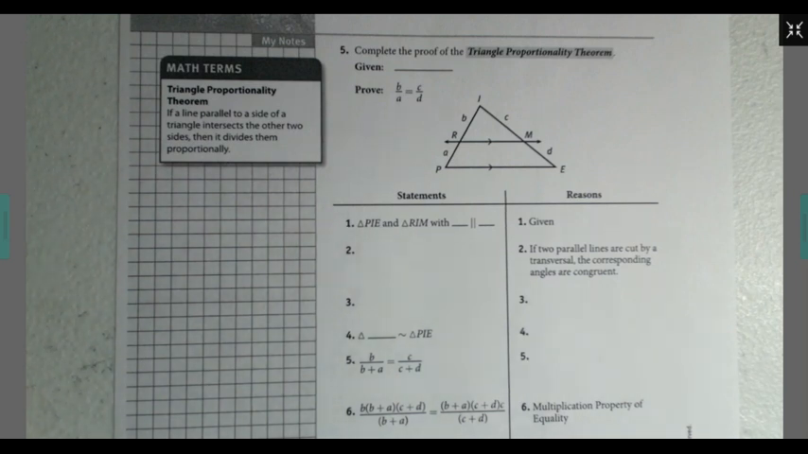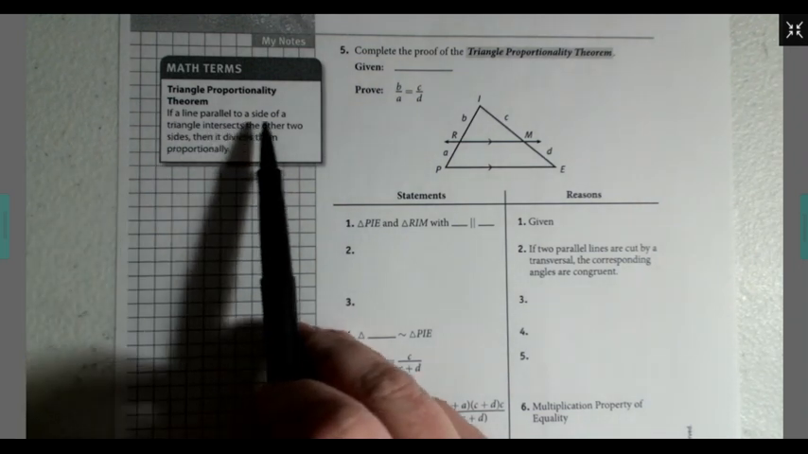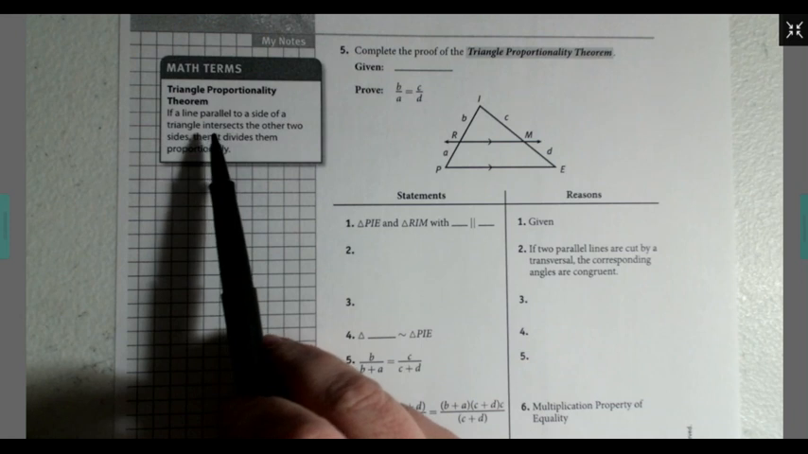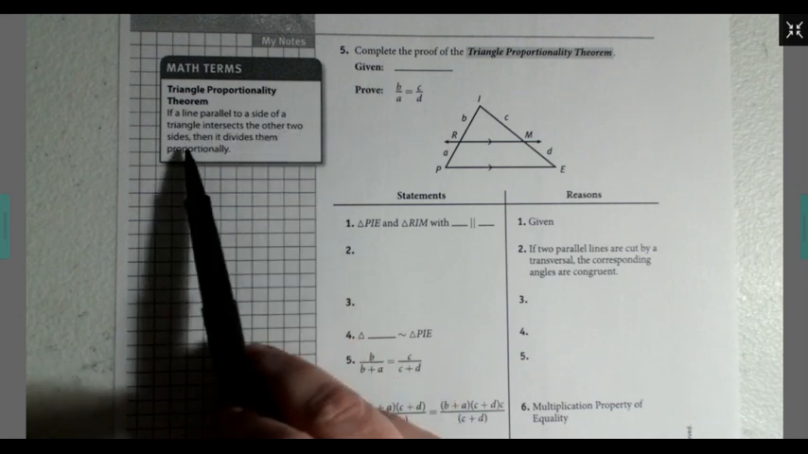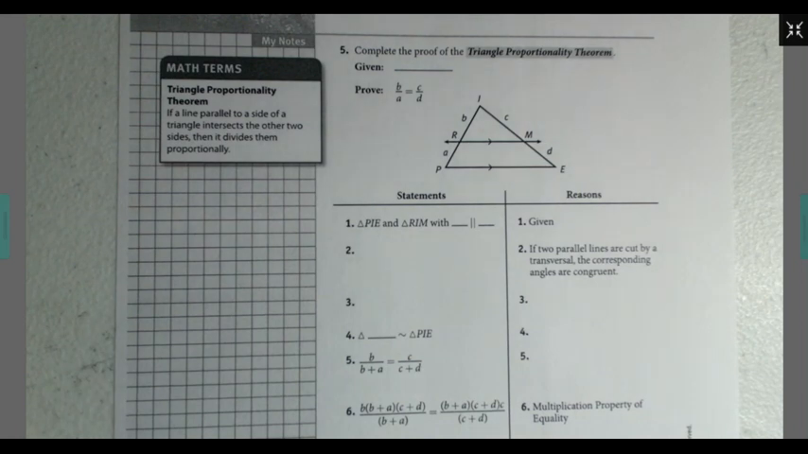All right, here in section 2, it says, complete the proof of the triangle proportionality theorem. Given blank, prove that B over A equals C over D. The triangle proportionality theorem states, if a line parallel to a side of a triangle intersects the other two sides, then it divides them proportionally.